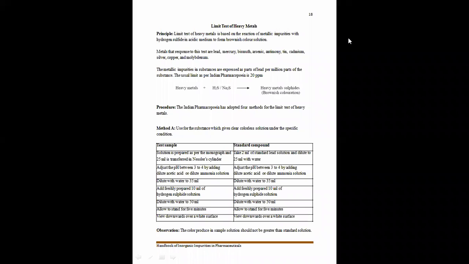Now, today's very important limit test is the limit test of heavy metals. The limit test of heavy metals is designed to determine the content of metallic impurities present in pharmaceutical preparations. These metallic impurities are colored by hydrogen sulfide gas. So those heavy metals which are present as impurities in pharmaceutical substances react with hydrogen sulfide gas in acidic medium, and this hydrogen sulfide gas reacts with all those metal impurities and gives a brownish color solution.